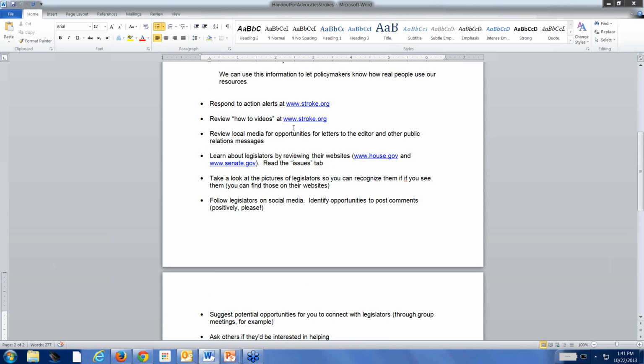And to me, I've seen this work personally. Several years ago, my father had cancer, and he was very engaged in a reimbursement issue for outpatient cancer treatments.